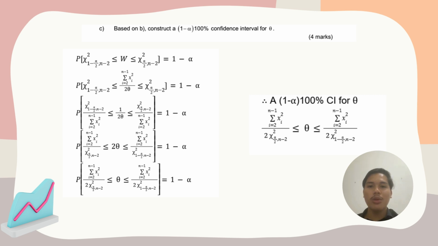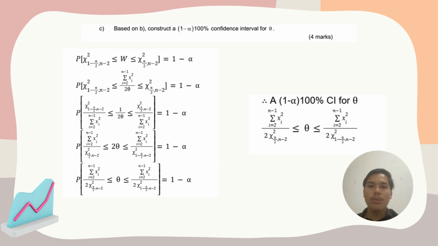Then we substitute W with the summation from i equal to 2 until n minus 1 of Si square over 2 theta. Since we only need theta, we need to divide by the summation from i equal to 2 until n minus 1 of Si square. Then we also need to divide both sides, then we get 1 over 2 theta. Then we need to invert the fraction, so 2 theta becomes the numerator. Since we invert the fraction, both sides also need to be inverted and we interchange the upper and lower bounds.